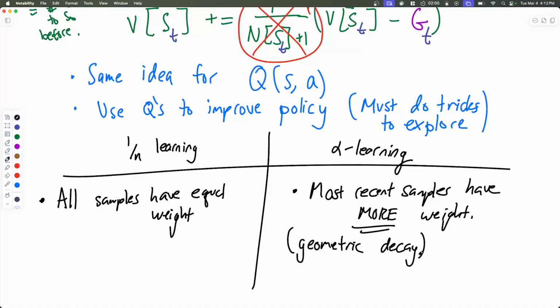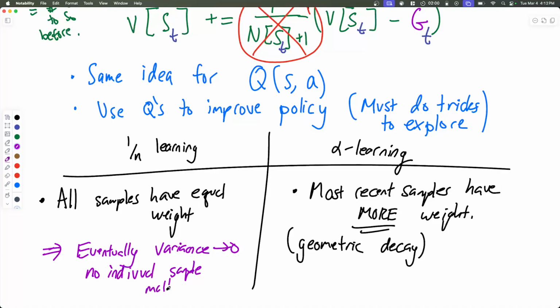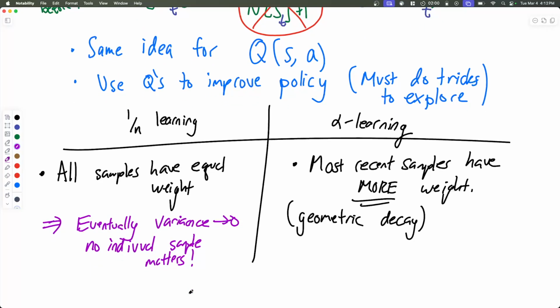Yes, that's totally true. So with this one, as you learn more and more, everything is weighted equally. As you learn more and more, if n is large enough, eventually the variance goes to 0. So if you get 1 or 2 bad samples that are weird, that's fine. It'll get washed away in the limit. All samples are weighted equally, and therefore eventually variance goes to 0. No individual sample ruins your day. So this is totally true, that there's one advantage of the 1 over n.